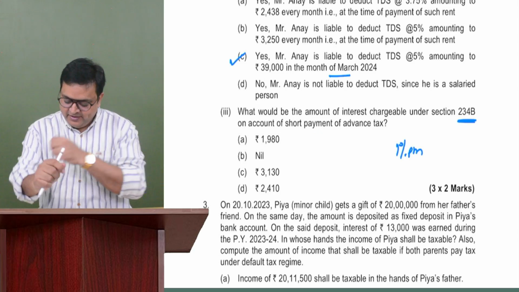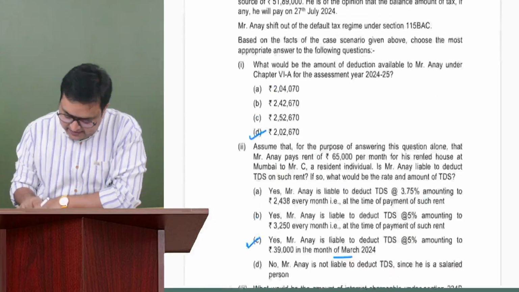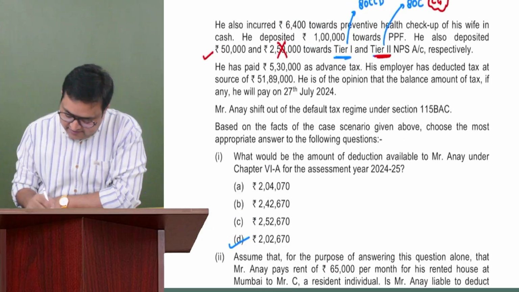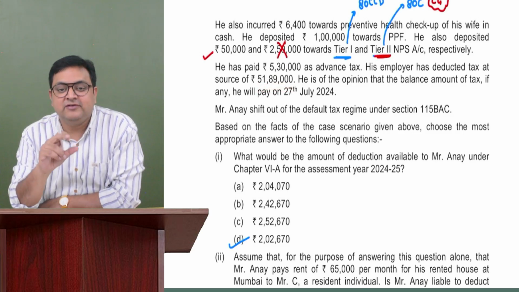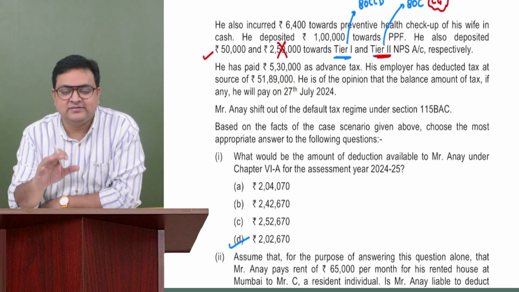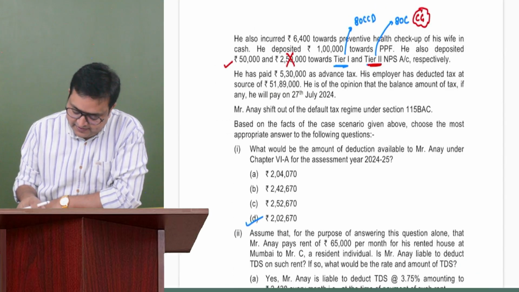Okay, now we have to compute his tax liability first of all, and he has paid some advance tax, and some TDS was also deducted. So we will be taking credit of it, and we will be seeing whether at least 90% of the tax liability has been deposited or not.